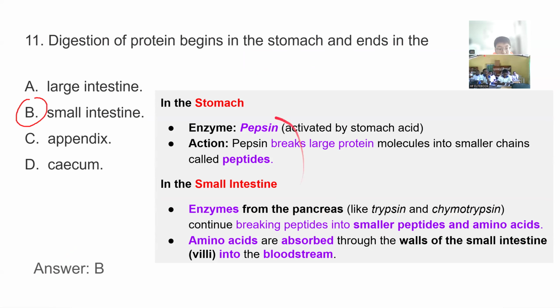And that is because it's talking about the digestion of protein. And remember how nutrients are absorbed in the small intestine. So in the stomach, enzymes like pepsin break down large proteins into smaller chains called peptides. And in the small intestine, enzymes from the pancreas continue to break down peptides into amino acids, and they're absorbed into our blood.